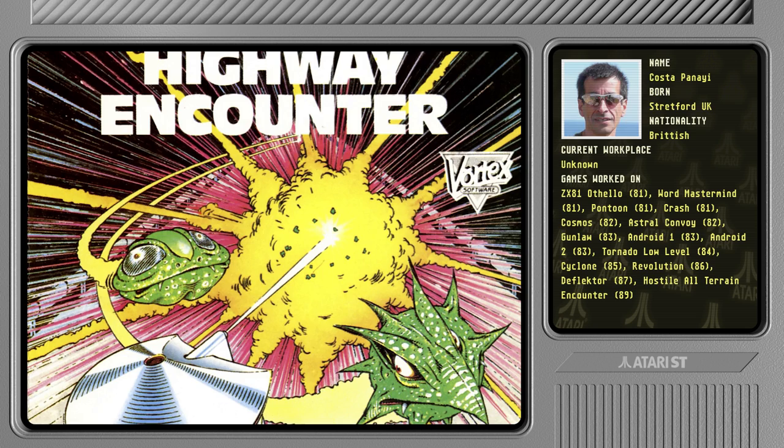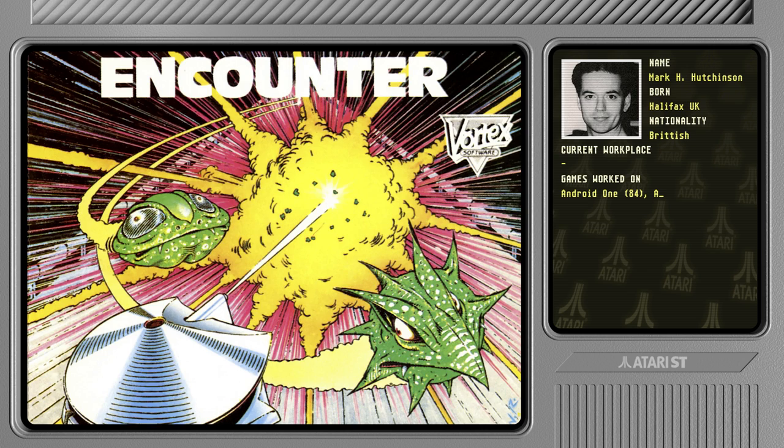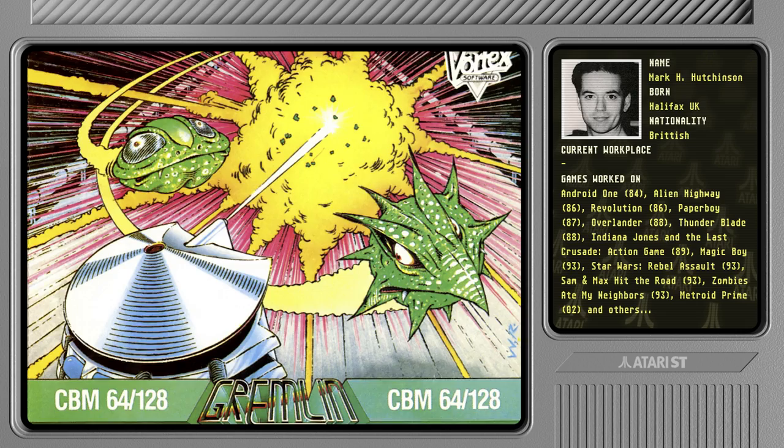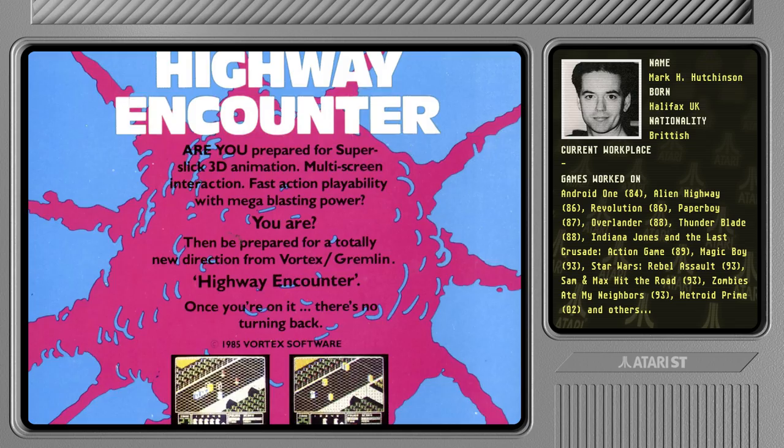On the ST version of Highway Encounter, he worked on the graphics. The coding of the ST version was done by the late Mark Haigh-Hutchinson. Mark started working at Vortex Software in 1984, but he also held positions at Arctic Software, Elite Systems, LucasArts, and other companies. Amongst the more notable games he worked on, we find Zombies Ate My Neighbors, Rebel Assault, Star Wars Dark Forces, Shadows of the Empire, and the Metroid Prime games.